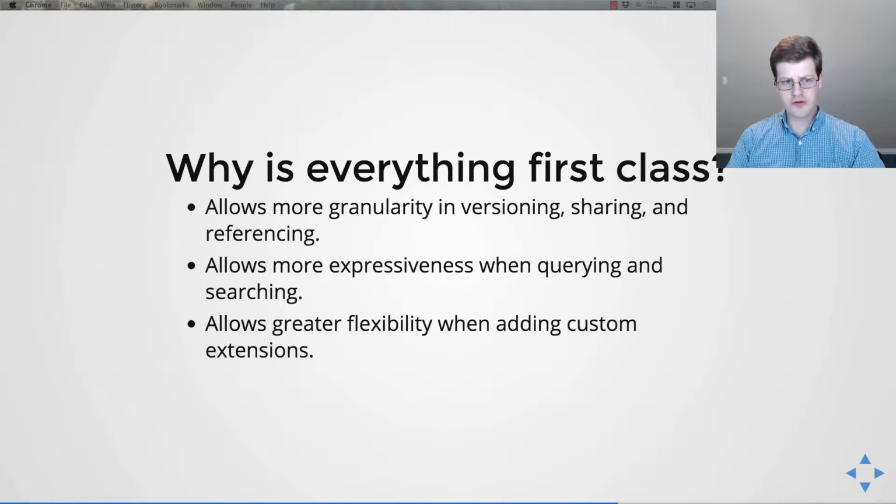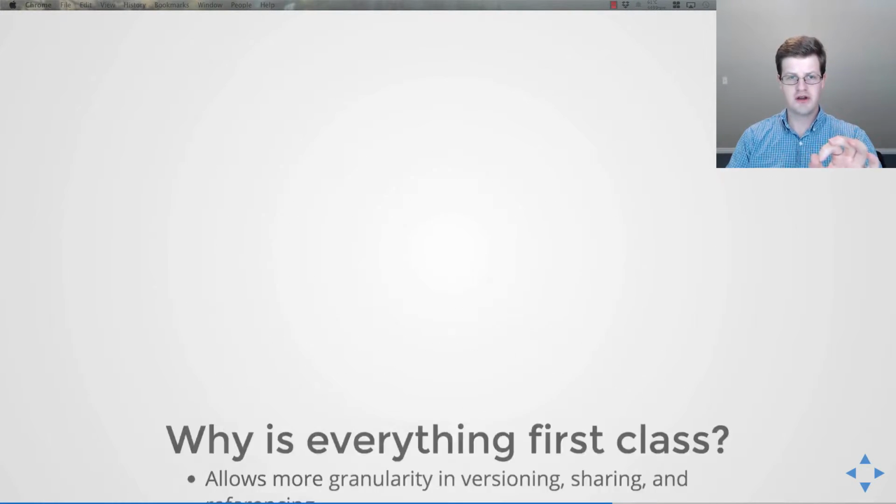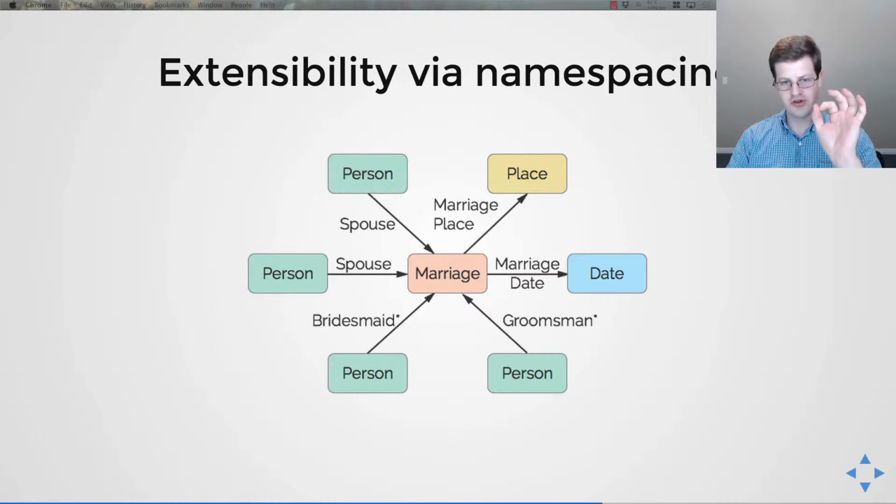So you also notice that everything's first class. I may reorder these slides, but we do that because we allow greater granularity in versioning, sharing, and referencing. So versioning, if you go back here, we can version just the addition of the date, and the date itself, when you stick it in there, is a node addition and a relation to the marriage. Or a spouse. You add a spouse, that's just, you add one edge. So that's the level of granularity. We don't have to keep track of this whole blob that is a marriage. We can track it finer than that.